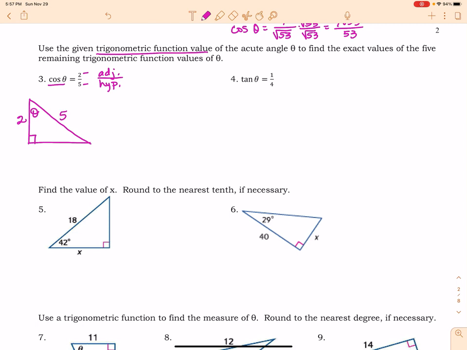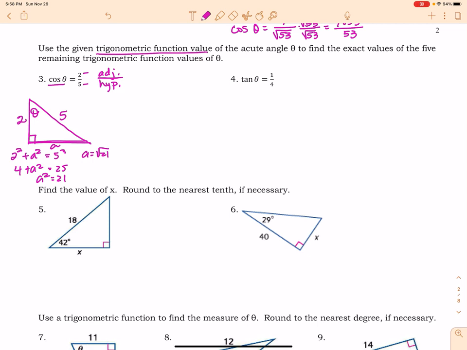Now, could you have drawn it the other way? Absolutely. We're not drawing these to scale. We're just doing it to orient ourselves so we can find the other 5 trig ratios. Okay. Now that we've done that, we have to use the Pythagorean theorem to find the other side. So 2 squared plus whatever this is, I'm going to call it a squared, equals 5 squared. So I get 21, so a is radical 21.